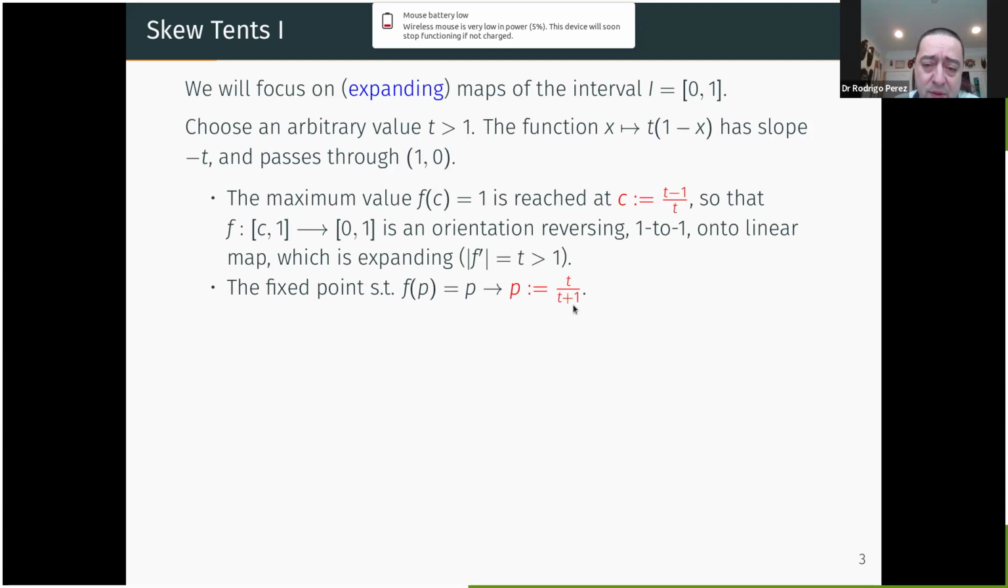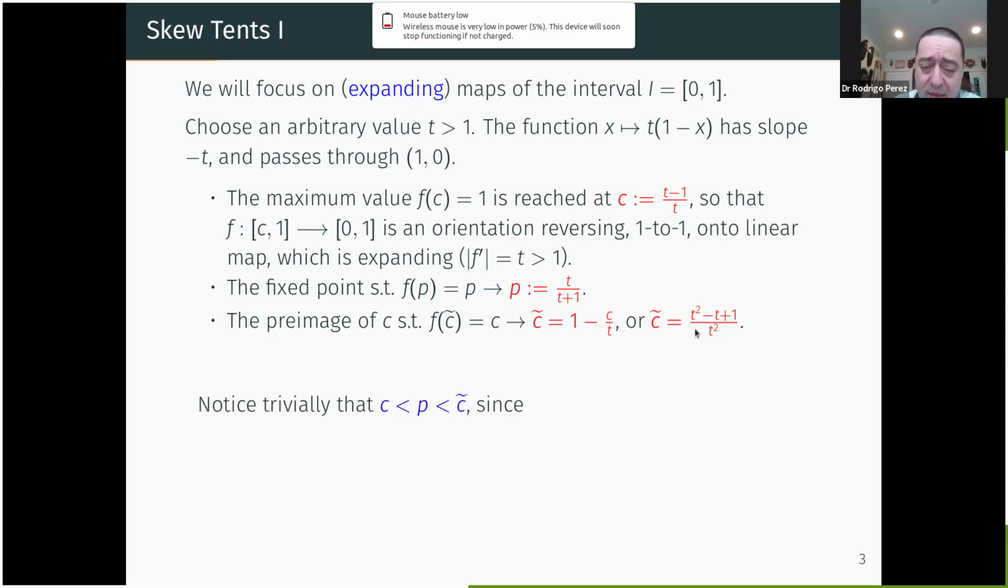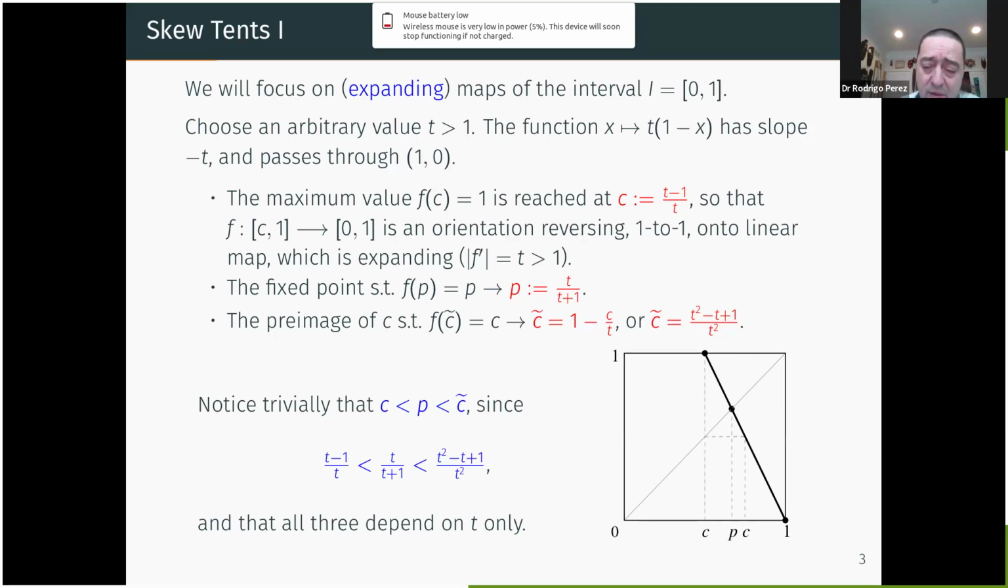It has a fixed point, which again depends only on the parameter t. And there is a preimage of the point C, which will be our critical point, right? And there's a preimage which has a fixed value. Notice that the turn point, the fixed point, and the preimage of the turn point are in this particular order because of these inequalities. They all depend only on the value of t, and that's my map. This is C tilde. I could not put the tilde in the picture for some reason. So that's the preimage of C. C goes to 1, goes to 0, there's a fixed point.